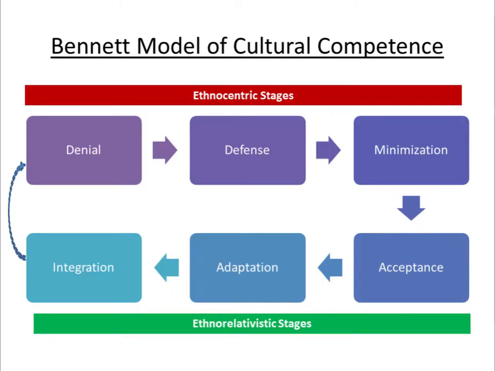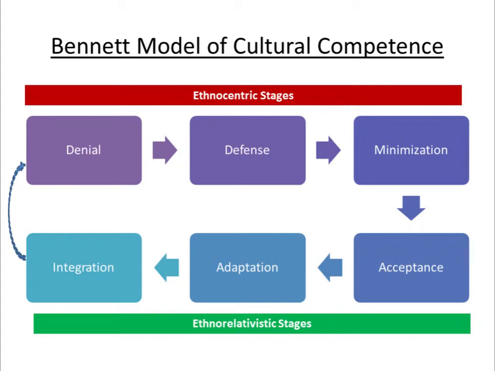Here's an overview of the model. The model outlines 6 stages of cultural competence that are divided into 2 categories. The first category are the ethnocentric stages, and these stages reflect a mindset where one's own cultural worldview is central to an individual or organization's reality. The second category of stages are called the ethno-relativistic stages. And in these stages, there is a recognition of multiple cultural worldviews for individuals and organizations.